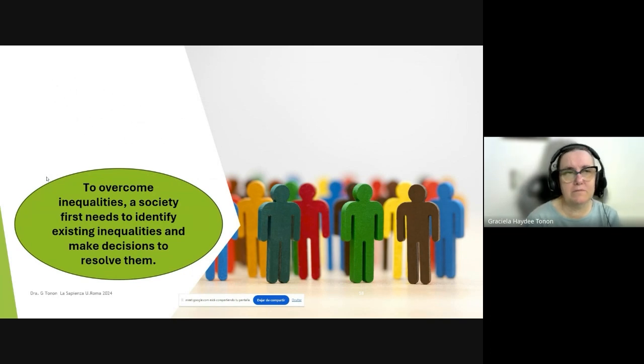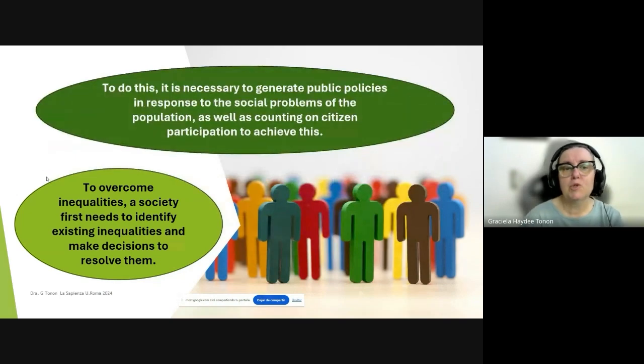To overcome inequalities, a society first needs to identify existing inequalities and make decisions to resolve them. To do this, it is necessary to generate public policies in response to the social problems of the population, as well as counting on citizens' participation to achieve this.